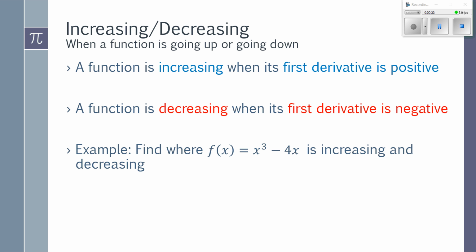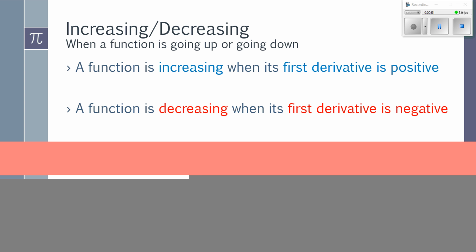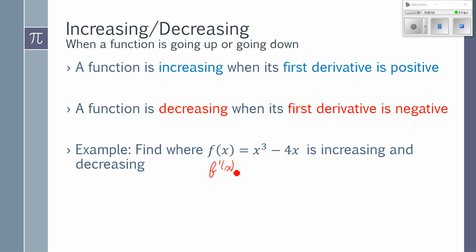And the idea of increasing, decreasing is when does a function go up, when does it go down, graphically. So a function is increasing when its first derivative is positive, and a function is decreasing when its first derivative is negative. So if I want to find where a function f is increasing or decreasing, I need its first derivative. And then I need to know where's that positive or negative.